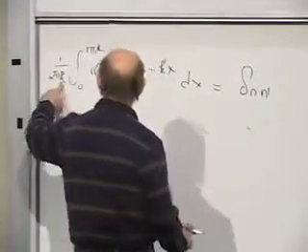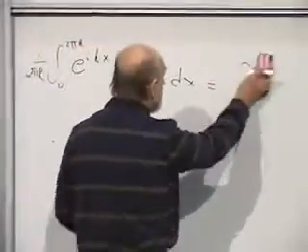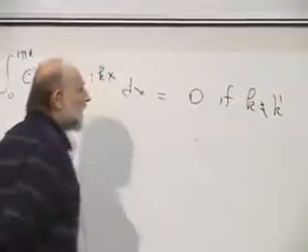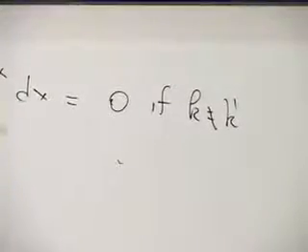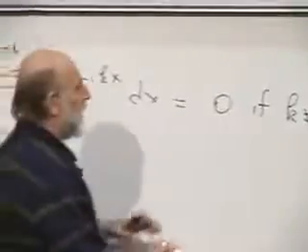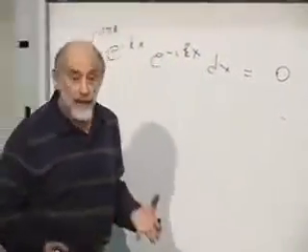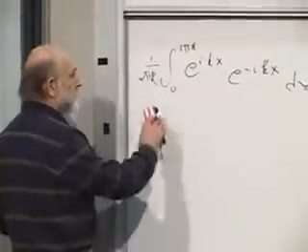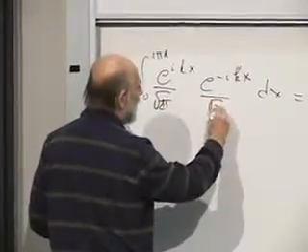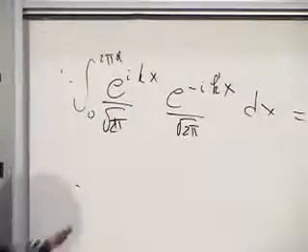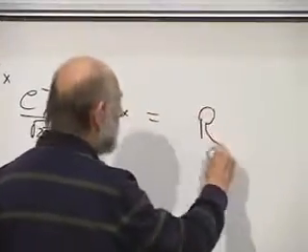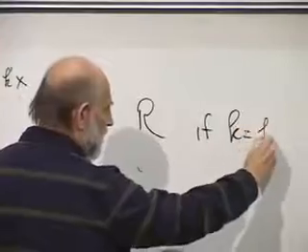That's not going to be affected by multiplying by r. It'll be zero if k is not equal to k prime. That will still be true. But what if k is equal to k prime? Originally, we had 1 there. If k is equal to k prime, we had 1. Now we're going to get something big. If we stretch out the vectors by a factor of square root of r, then on the right-hand side, we will get r if k is equal to k prime.